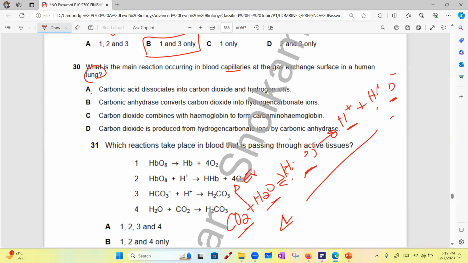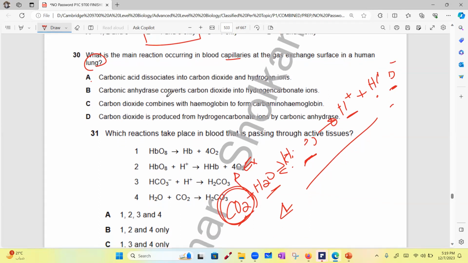Carbonic acid dissociates into carbon dioxide and hydrogen ions. Is A right or wrong? Wrong. Okay, B. Carbonic anhydrase will convert carbon dioxide into hydrogen carbonate ions. This happens at the lungs. No. This is the correct equation, but it doesn't happen at the lungs. It happens at the respiring tissues when the carbon dioxide reacts with water. So it's not at the lungs. So B is wrong.